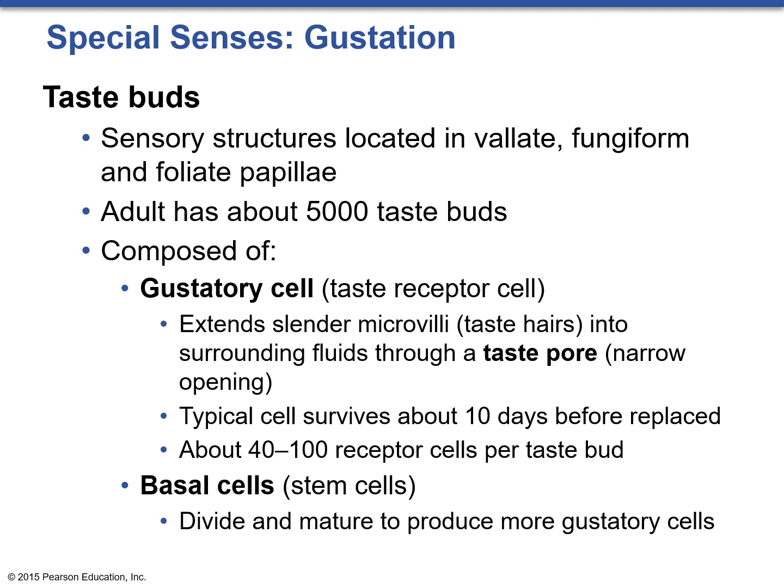Now, the basal cells are going to be very similar to what we talked about in olfactory senses, in that they are stem cells that divide to produce more gustatory cells, so they are continually replaced.